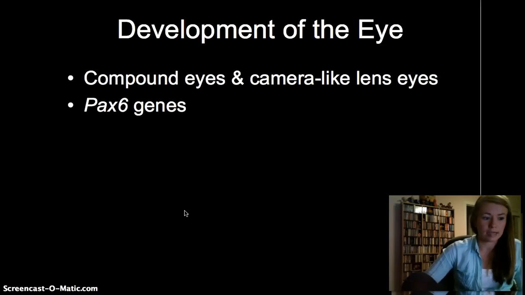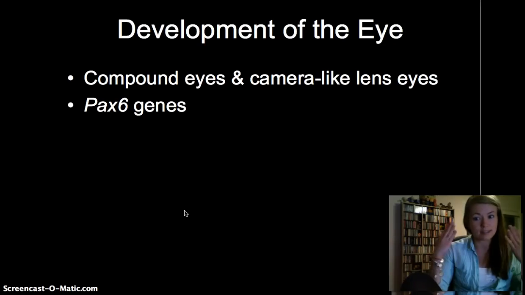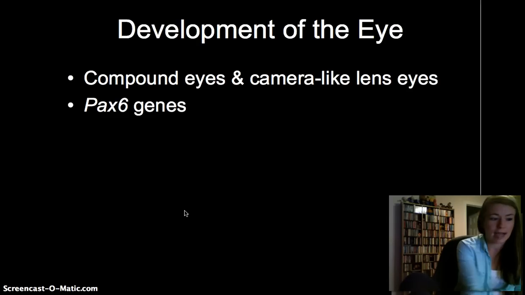So, development of the eye. You know that a lot of different kinds of animals have eyes. And there are different kinds of eyes, such as compound eyes, which things like bugs have, and camera-like eyes, which we have. We have actual lenses in our eyes that basically take pictures and send them to our brain, and our brain makes them into an image that we see. And these are all regulated by the PAX6 gene.